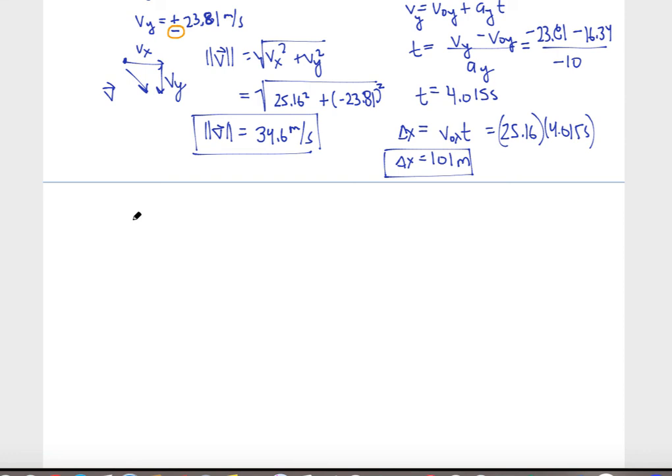So let's start with an x of t graph. This is our horizontal position. We start at the origin and we move at a constant rate. And so 4 seconds later approximately, we should be 101 meters away from the origin. So there's my x direction.